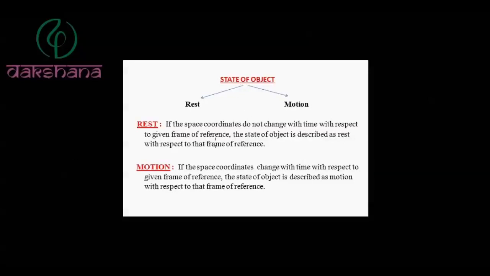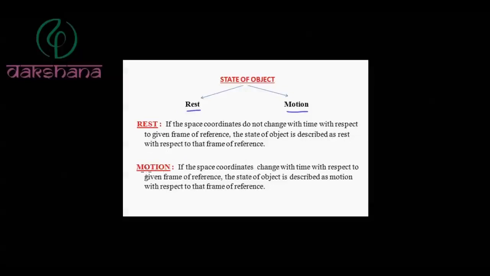Now there can be two types of states of an object. The object can be in two states. It can be at rest or it can be in motion. So how do we define the rest state? If the space coordinates do not change with time with respect to a given frame of reference, the state of the object is described as rest with respect to that frame of reference.